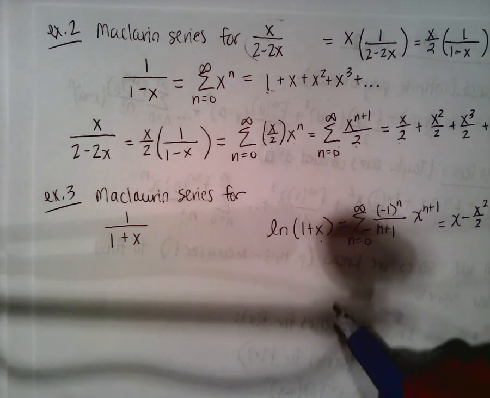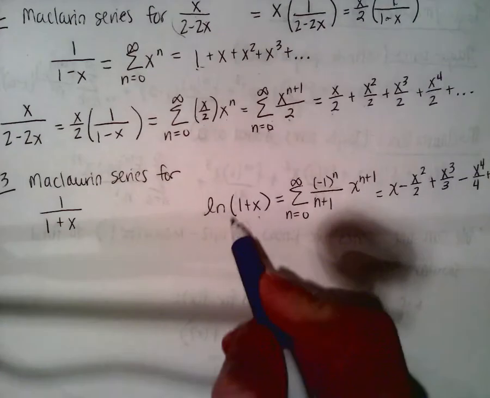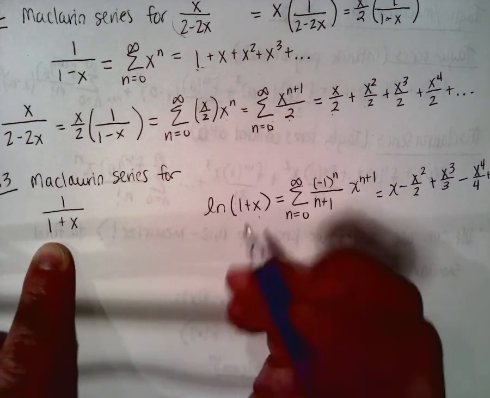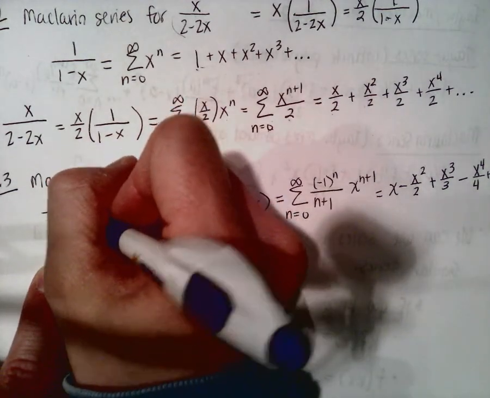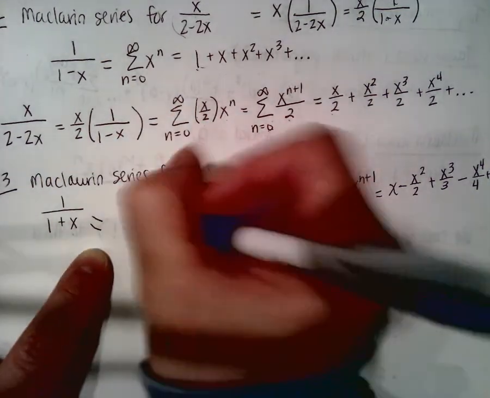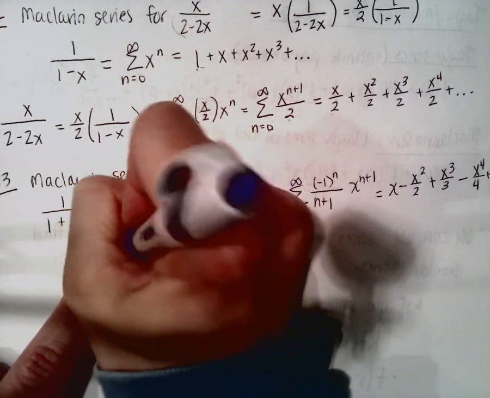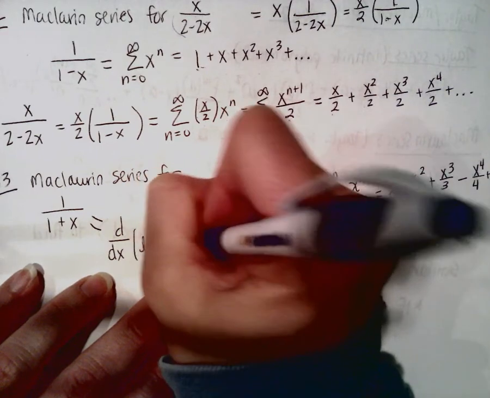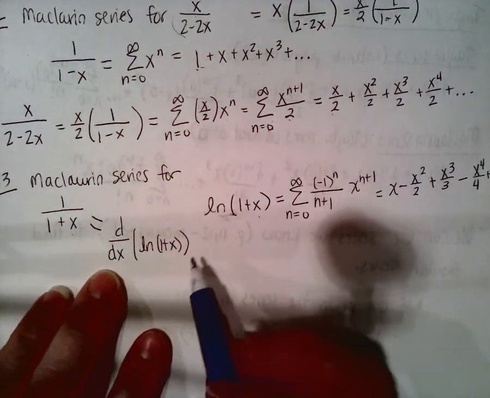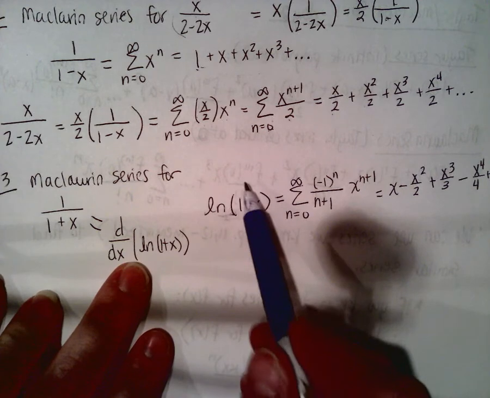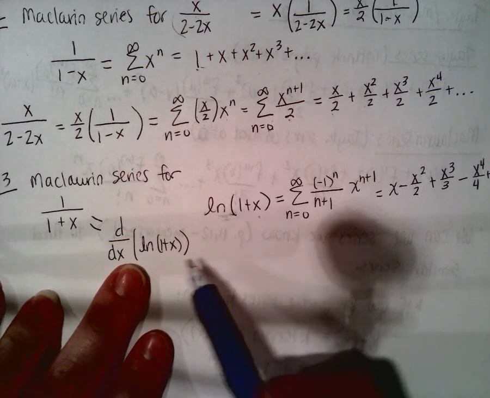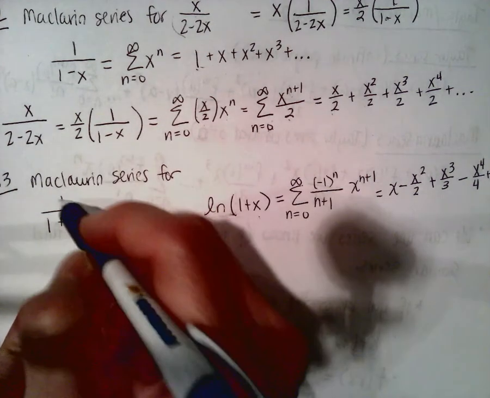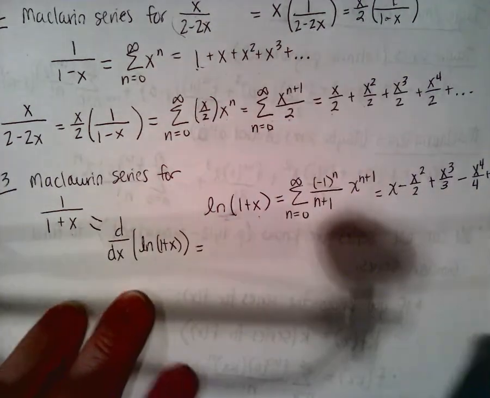So now the question is, how do I get from this natural log of 1 plus x to this 1 over 1 plus x? Doesn't 1 over 1 plus x equal the derivative of the natural log of 1 plus x? It does, right? When we take the derivative of natural log, it would be 1 over 1 plus x. So if I take the derivative of natural log, I would get the series that I want. So that's what I'm going to do here as well.